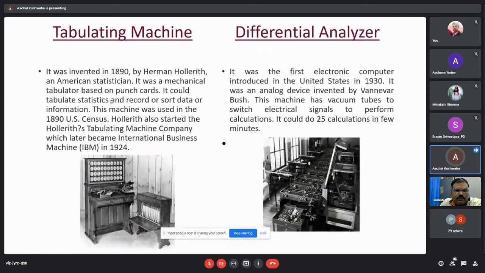Then in 1890, the tabulating machine was invented by Hermann Hollerith, and it was also a tabulator based on punch cards. This machine was used in the U.S. Census in 1890, and later became IBM, International Business Machines, in 1924. Then the differential analyzer was introduced in the United States in 1930. It was the first device to use vacuum tubes, and it could do 25 calculations in a few minutes. The vacuum tubes were used to convert electrical signals to perform calculations.